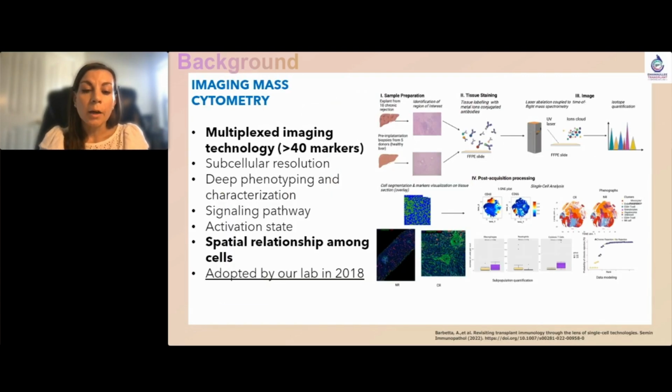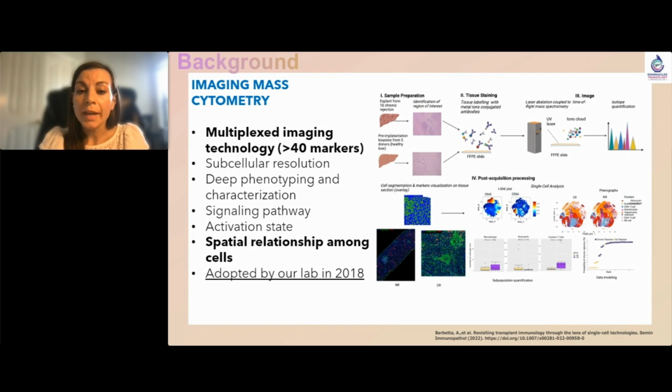What are the advantages of using imaging mass cytometry? IMC is a multiplex imaging technology that can use more than 40 markers simultaneously, and this allows deep phenotyping and characterization of immune cells. Additionally, we can characterize the activation states by using RNA probes. We can also have information on the signaling pathways, and we can also study the spatial relationship among different cell types.